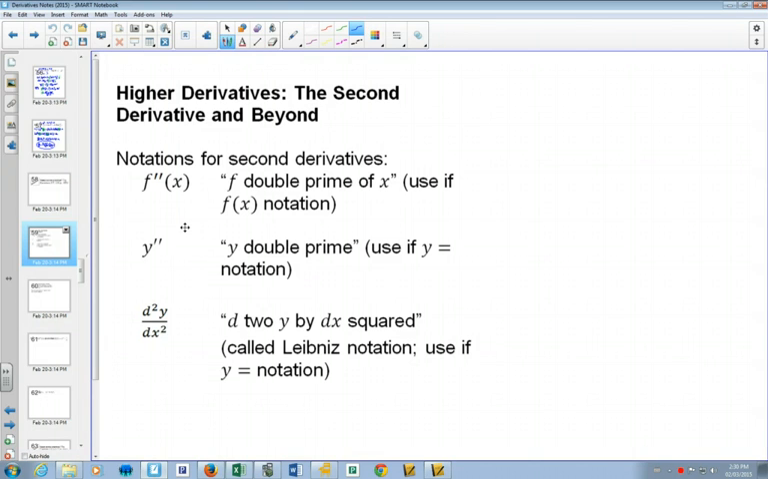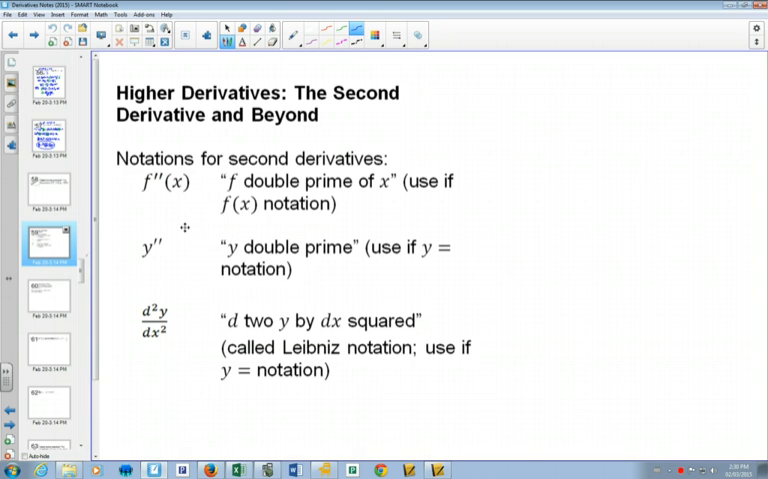So higher derivatives is just doing the derivative of a derivative. So the second derivative would mean you do a derivative once to get your first derivative, and then if you do your derivative again, you would get your second derivative. And here's notation for doing that. So we use 1 prime mark for the first derivative, 2 prime marks for the second derivative. Same thing with y double prime here.